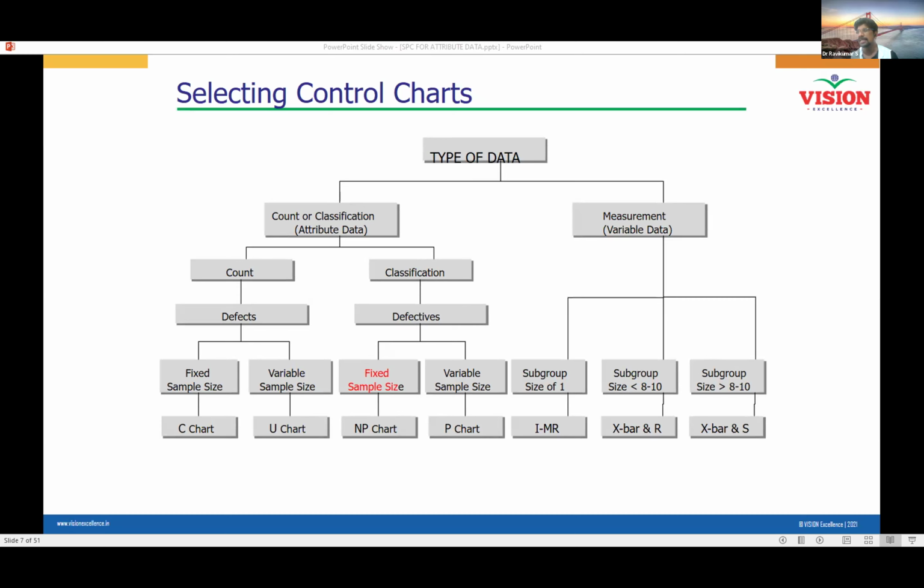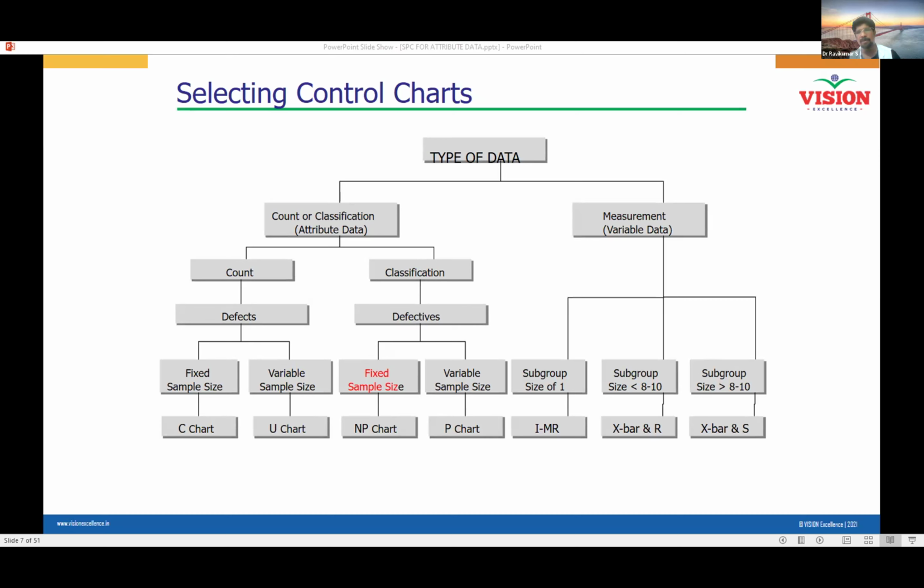Suppose you are inspecting different numbers every time. First hour, for example 8 to 9, you are inspecting 10 numbers. 9 to 10, you are inspecting 12 numbers. 10 to 11, you are inspecting 8 numbers. If the number of samples you inspect varies every time, you have to use a P chart. So this is how you have to select the charts.